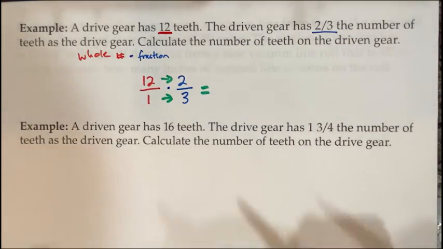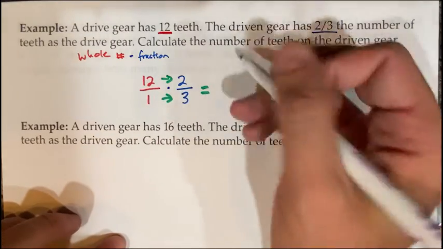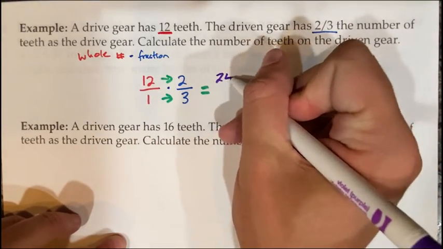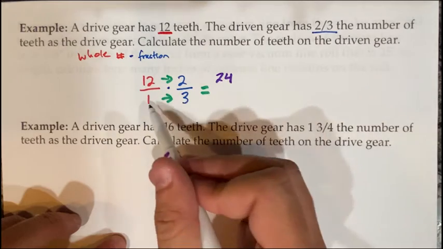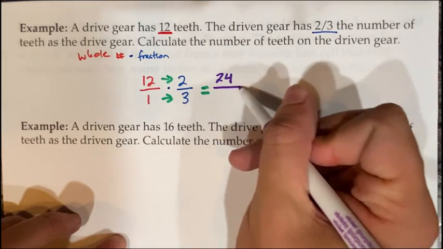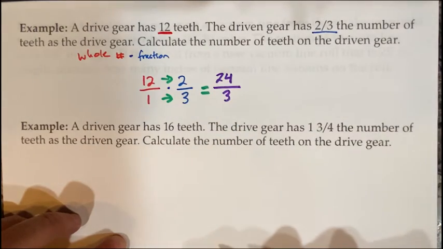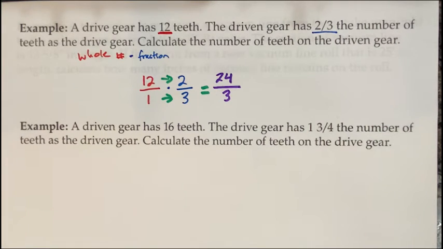So in this instance, we have 12 times 2. That's going to give us an answer of 24. And then 1 times 3. That's going to be over 3. Next, we're going to go ahead and simplify.